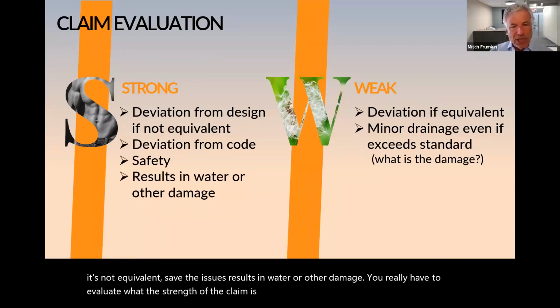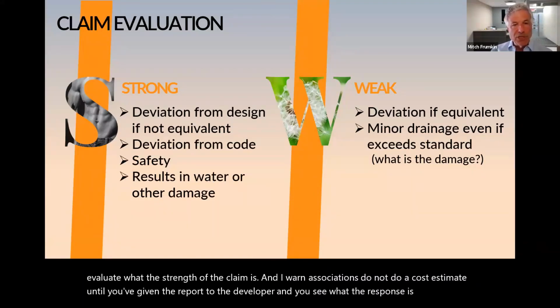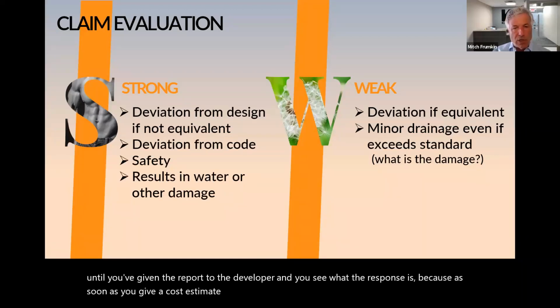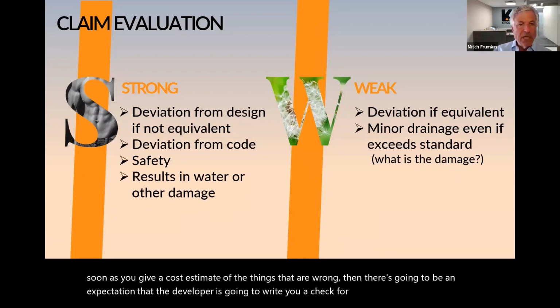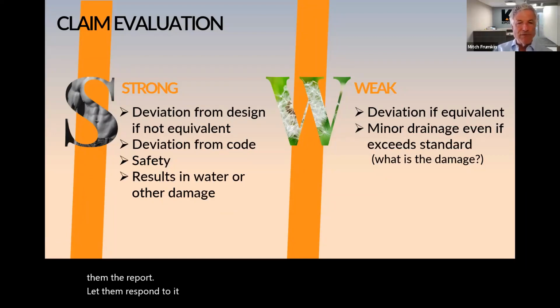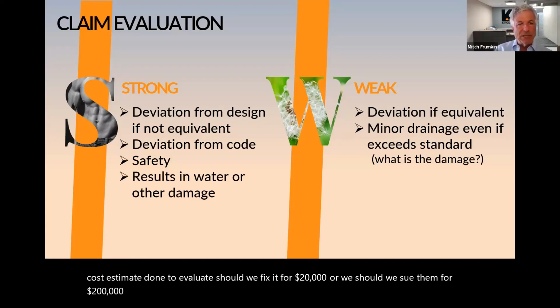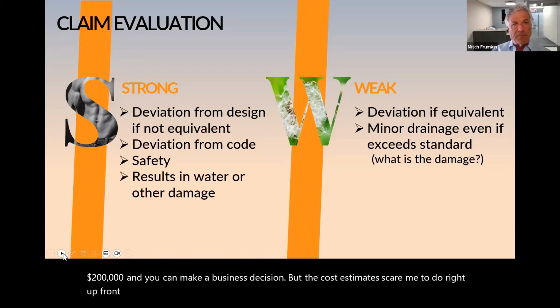And I warn associations, do not do a cost estimate until you've given the report to the developer and you see what the response is. Because as soon as you give a cost estimate of the things that are wrong, there's going to be an expectation that the developer is going to write you a check for that amount of money. Show them the report, let them respond to it. But then if they say we won't fix anything, then you want to have a cost estimate done to evaluate: should we fix it for $20,000 or should we sue them for $200,000? And you can make a business decision. But the cost estimates scare me to do right up front until you see what the developer is saying.